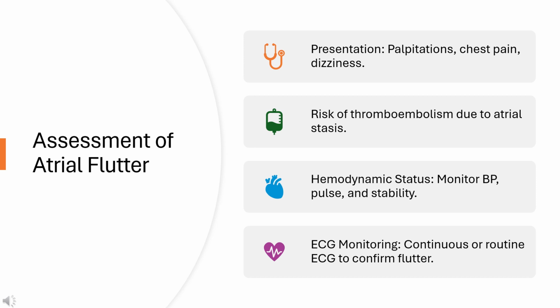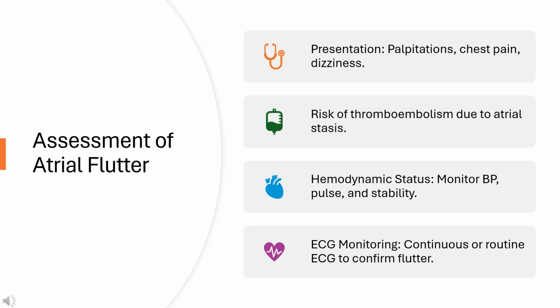Patients with atrial flutter often present with palpitations, a sensation of the heart racing or pounding. This is due to the rapid atrial rate and the irregular ventricular response. Chest pain can also occur, especially if the rapid heart rate leads to increased oxygen demand and decreased supply to the heart muscle. Dizziness or lightheadedness is another common symptom, resulting from decreased cardiac output and reduced blood flow to the brain. Patients may describe a rapid, fluttering sensation in their chest, often perceived as irregular or racing.